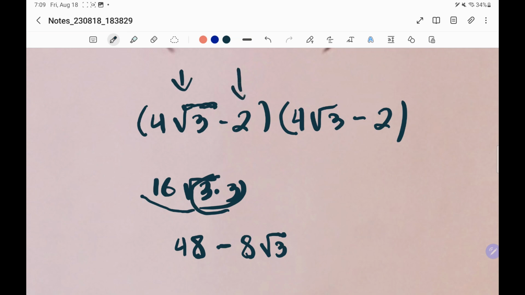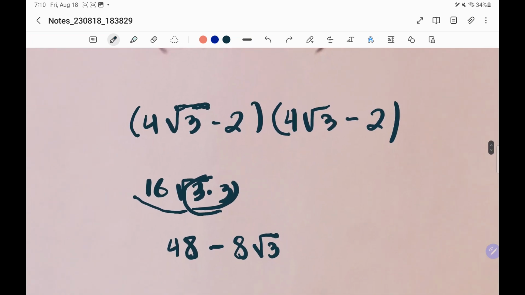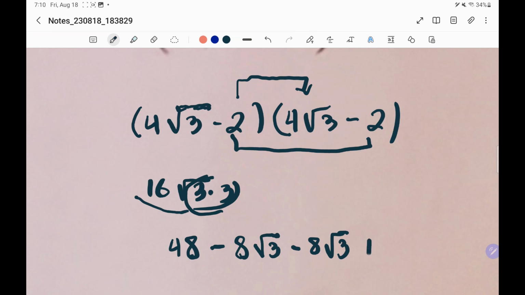Now I'm going to focus on the negative 2. Same thing that we did before. I'm going to grab my negative 2 and multiply with this guy. So I'm just going to multiply my coefficients. So again, I'm going to get negative 8 square root of 3. Finally, I'm going to get 2 times negative 2. So two negatives multiplied together becomes positive, and it's 4.